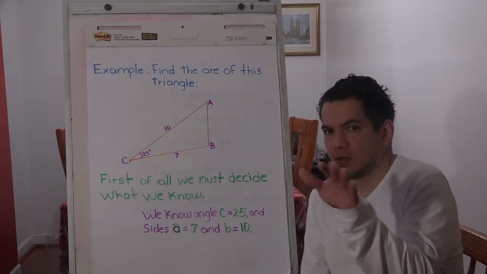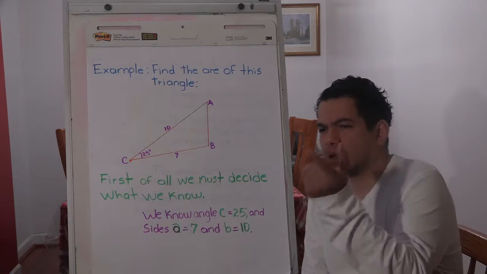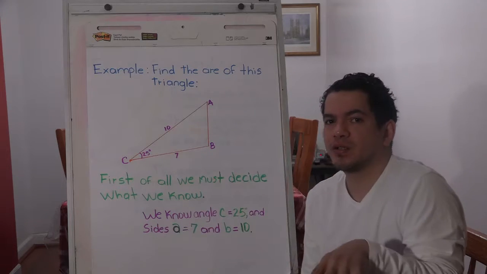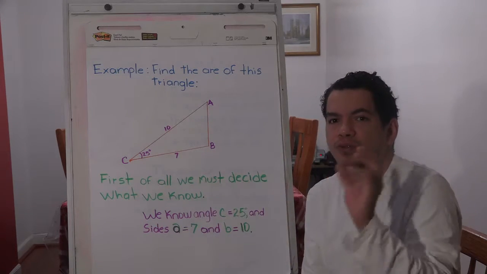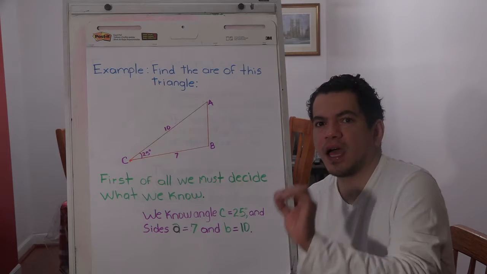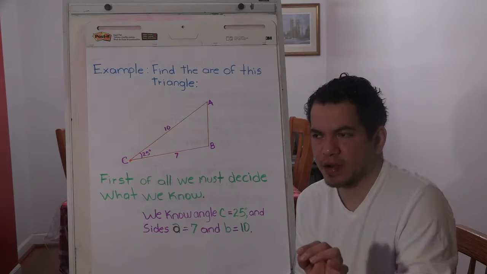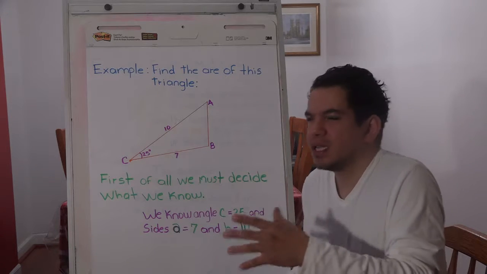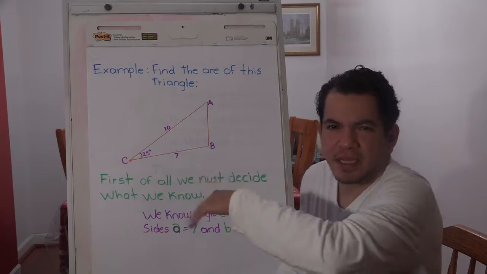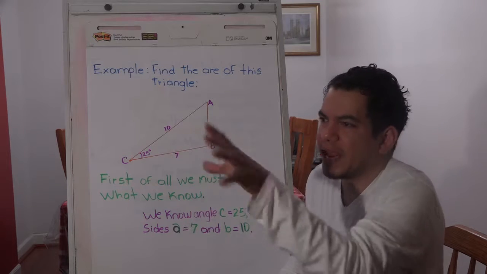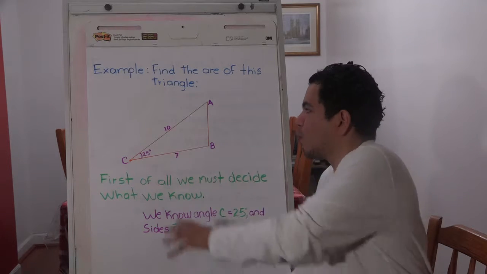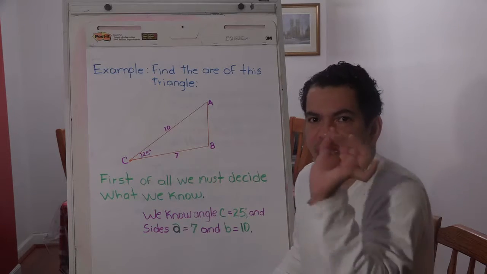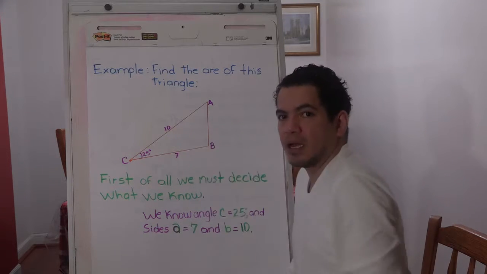All right, so in this lesson, lesson 41, we are going to look at how to find the area of a non-right triangle. The formula to find the area of a triangle is usually base times height divided by 2, or 1/2 base times height. But what happens when you are faced with a triangle that is not a right triangle, meaning that it does not have a right angle?